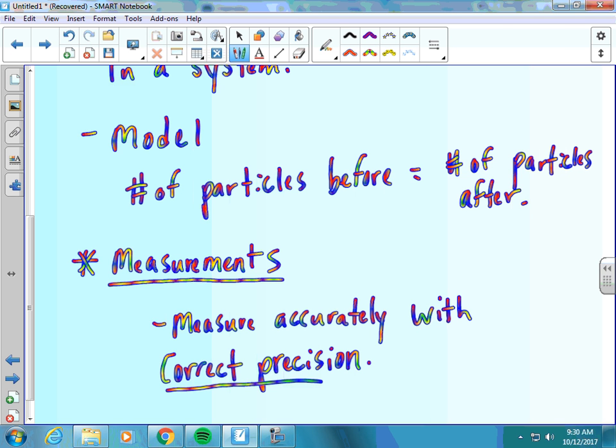Precision always goes one more. So for whatever my measuring device is, we look at what's the smallest mark on here, and then estimate one digit further. Okay? And that is pretty much it for quiz 3 right there.